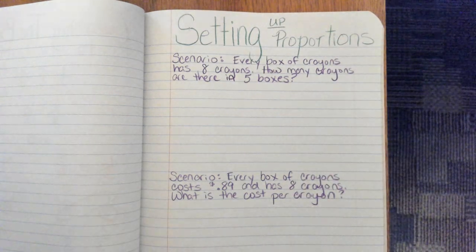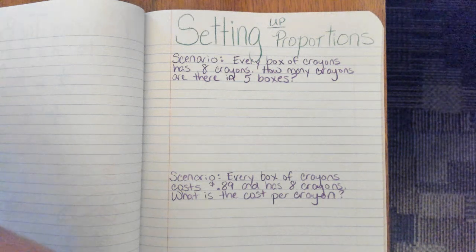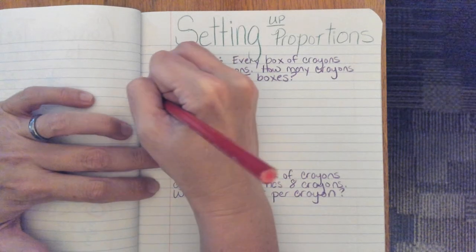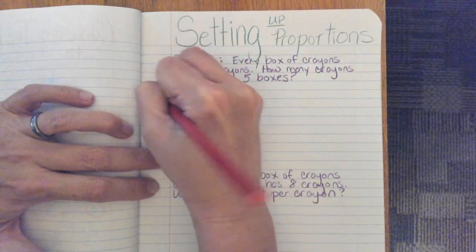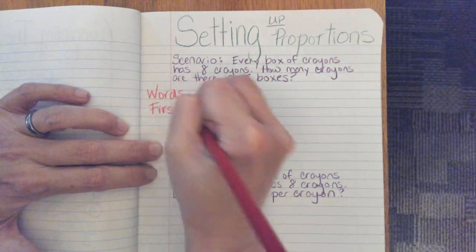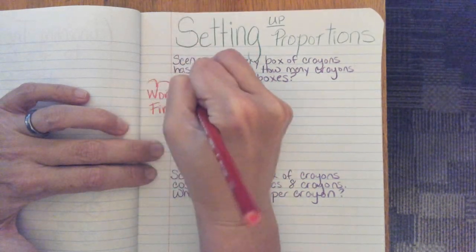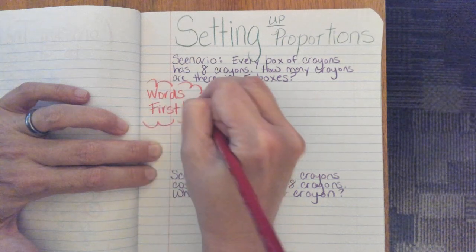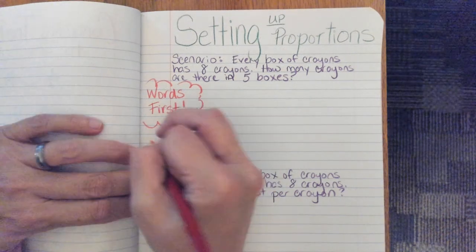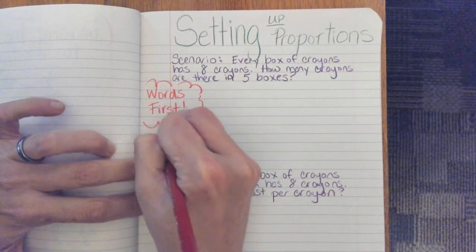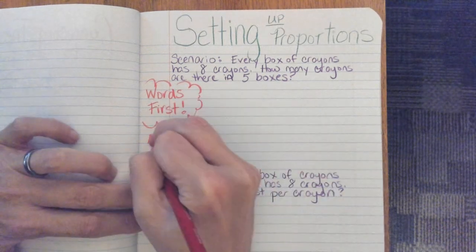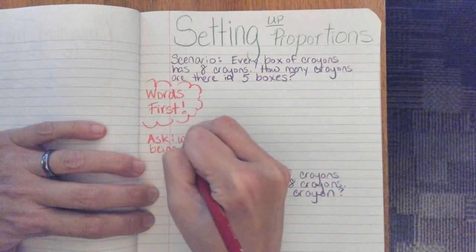So when you set up proportions, you absolutely positively have to go with words first. Words first. And I'm going to explain what I mean there. That is probably my biggest advice to you. Words first. So to do words first, you ask, what is being compared?